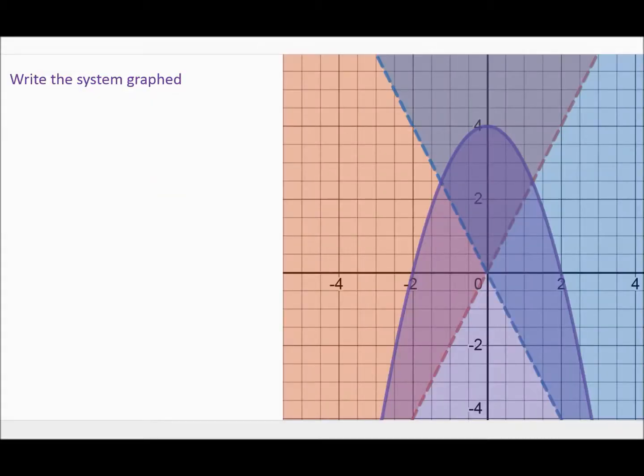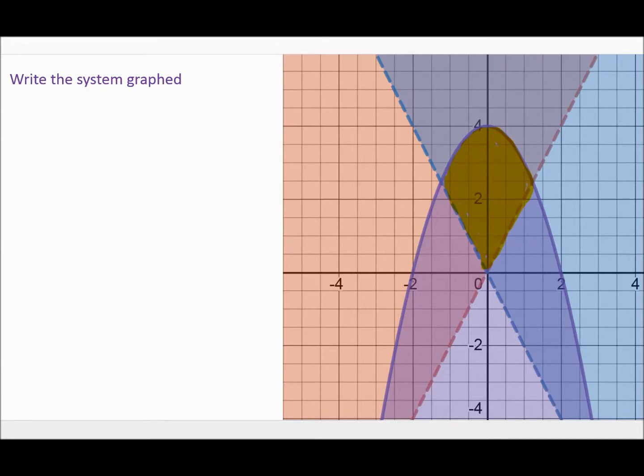Hey folks, I'd like to finish up the video by talking about this last problem. If you'll notice, it's got 3 different inequalities shaded. So the final answer is we're looking at this stuff right here that is all 3 colors. I know it's hard to see, but this is our final answer. And what we're asked to do is write the system of inequalities that would create this final answer.